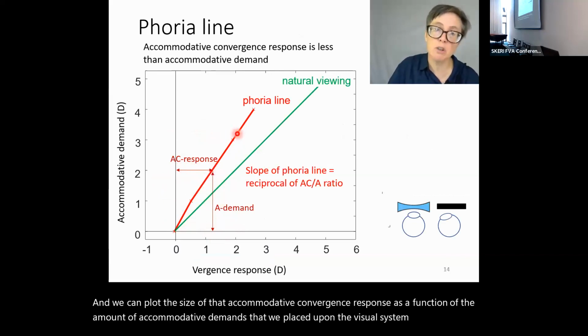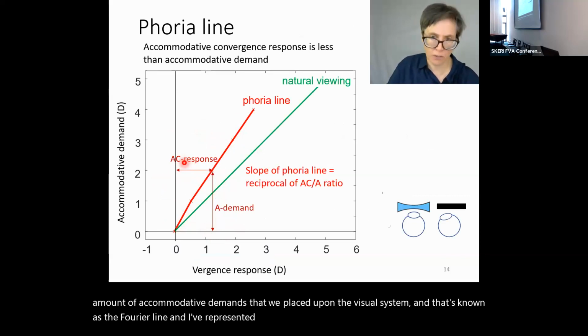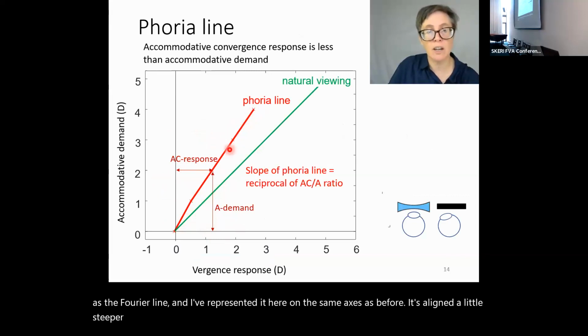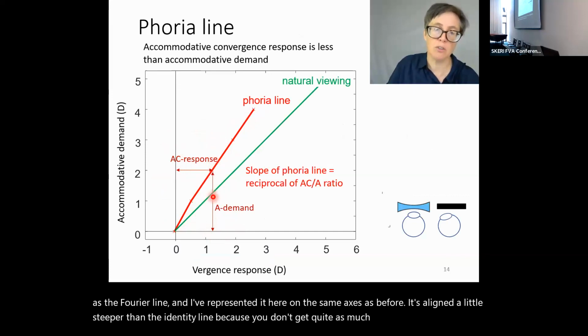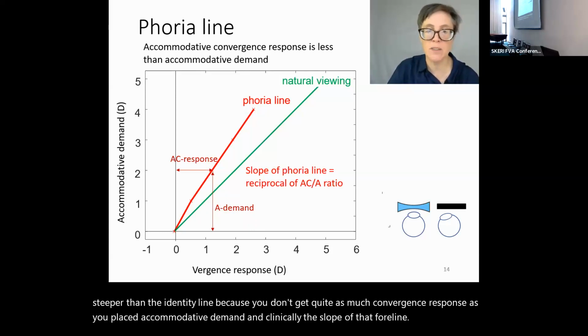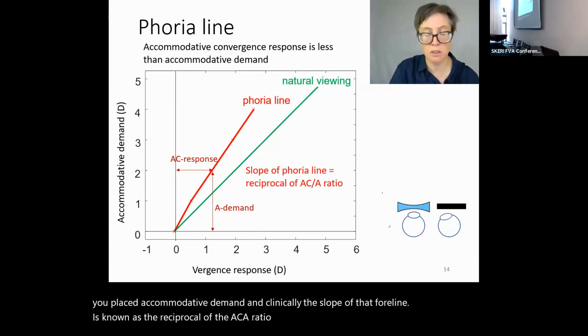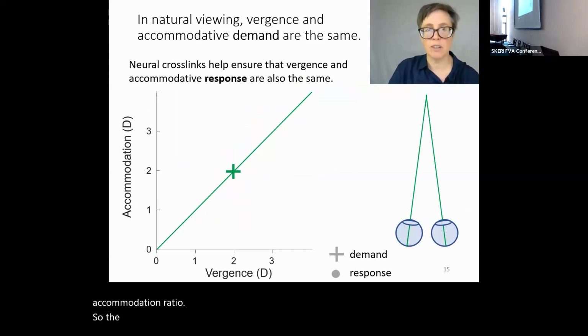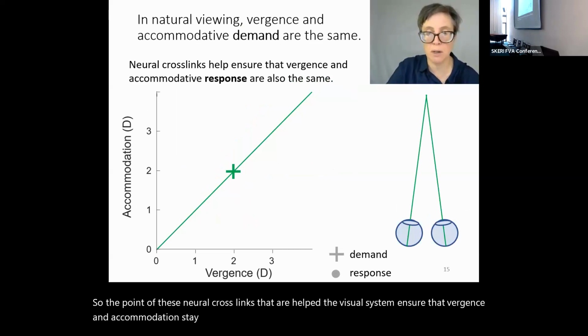And that's known as the Fourier line. I've represented it here on the same axes as before. It's a line a little steeper than the identity line because you don't get quite as much convergence response as you placed accommodative demand. And clinically, the slope of that Fourier line is known as the reciprocal of the ACA ratio, the accommodative convergence to accommodation ratio. So the point of these neural crosslinks is to help the visual system ensure that vergence and accommodation stay the same as required by natural viewing.